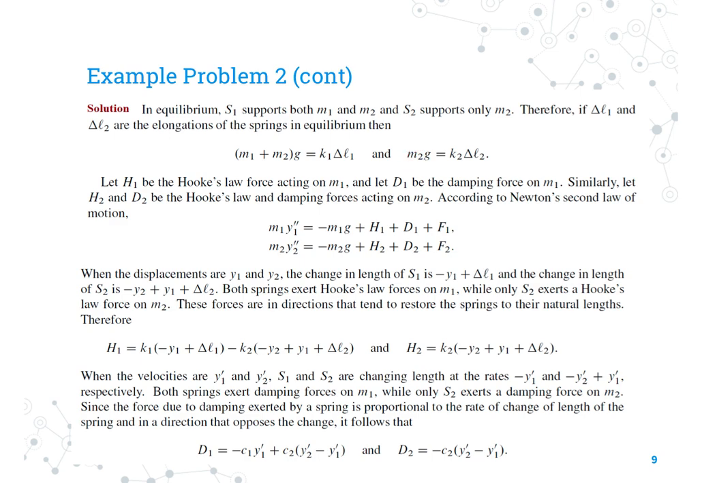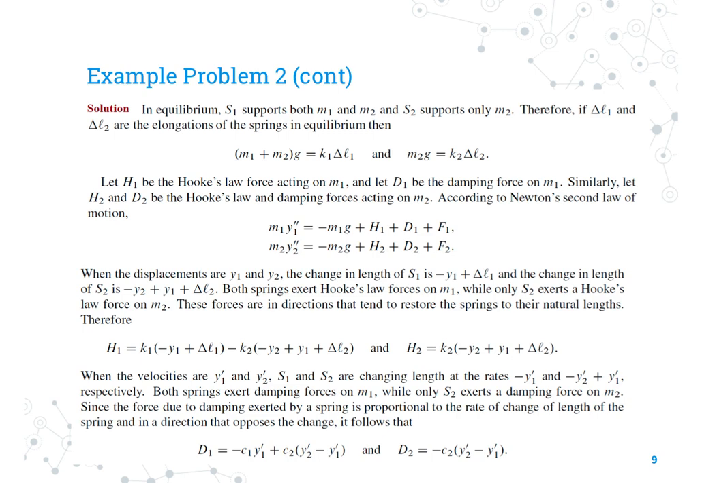only supporting mass 2. If we let H1 be the Hooke's law force acting on M1, and we let D1 be the damping force on M1, we can similarly say that H2 is the Hooke's law force and D2 is the damping force acting on M2.